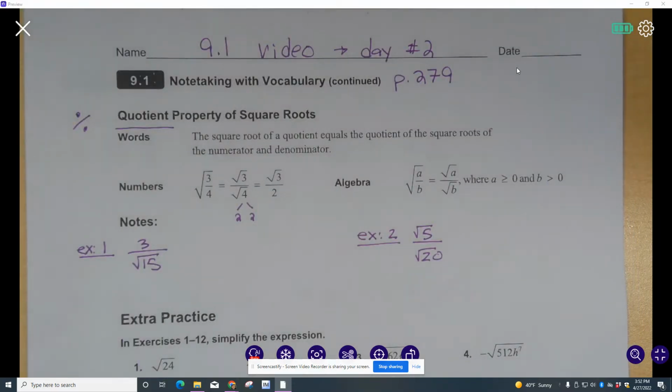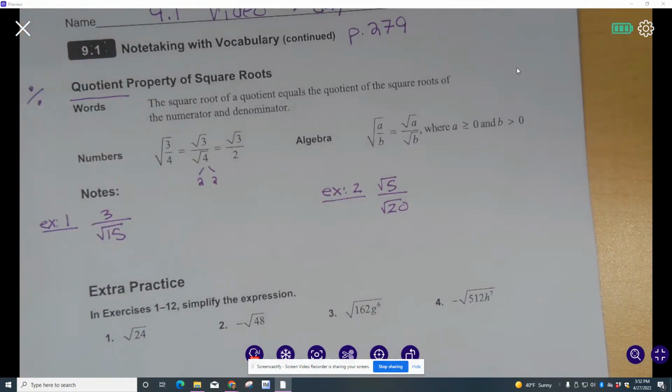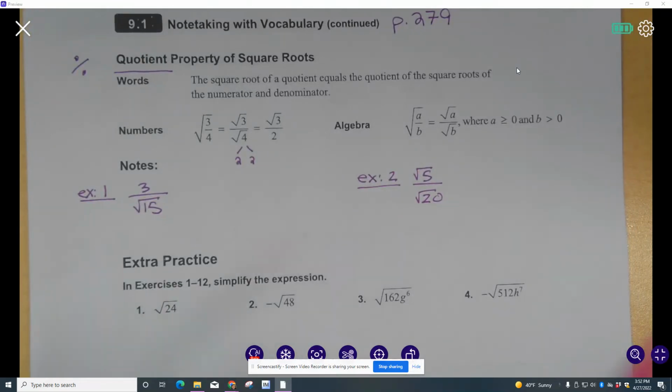Okay, so the first thing I would like you to do is to write these two example problems in the note section on page 279. So pause the video and write those in. And then we're going to go through those. Those are your first two examples.